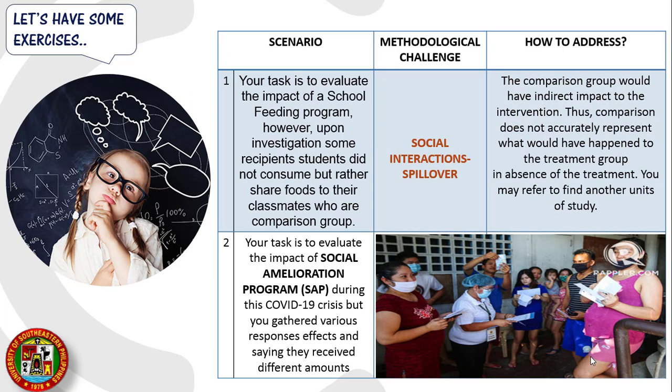The answer is, it is under the social interactions spillover. How to address? The comparison group will have indirect impact from the intervention. Thus, the comparison does not accurately represent what would have happened to the treatment group in the absence of the treatment. You may refer to find other units of study.